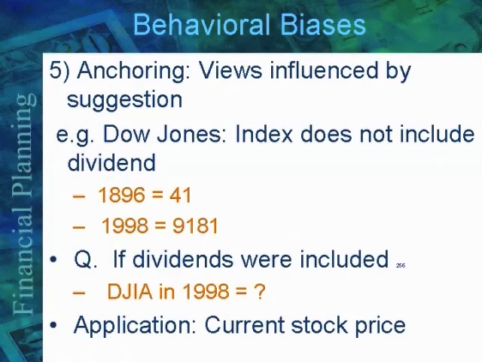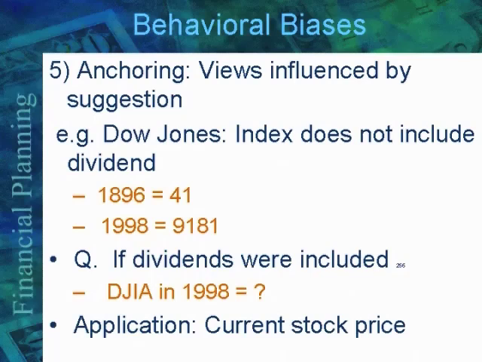Another bias is anchoring, and anchoring is a bias that is very common for all of us. I'm going to start with an example, and I'm going to ask you a question, so be prepared to write down some numbers in the chat box. The Dow Jones Index started in 1896, and the original value of the index was 41. In 1998, the Dow Jones Index value was 9,181.